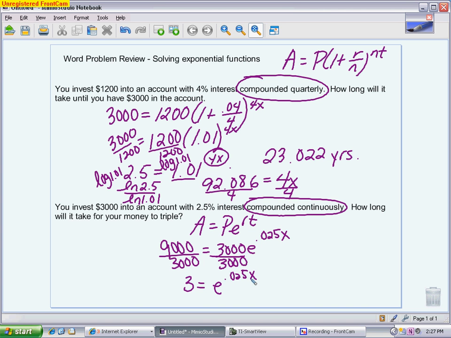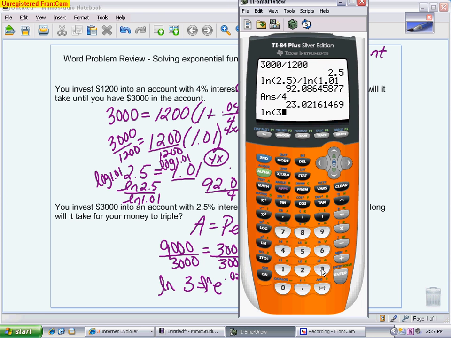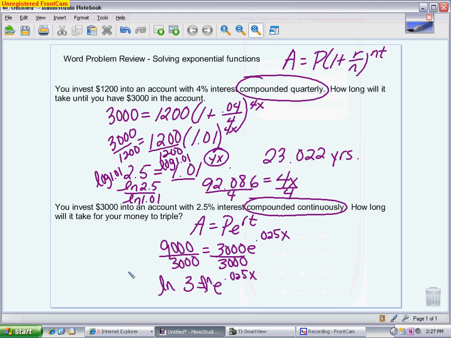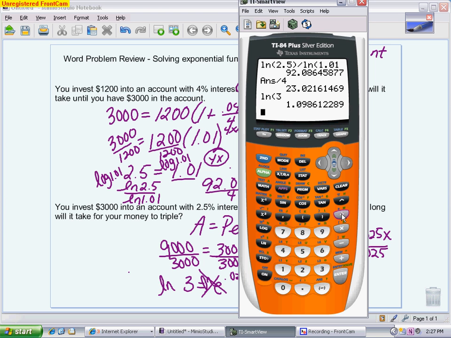Next, I want to take log on both sides. This time I'll be taking the natural log of both sides because I'm working with base e. The great thing about working with natural logs is you don't have to do a change of base. It's already something that you can figure out just by using your calculator. The natural log of 3, go to our calculator, is 1.099. That will equal, on the right side, the natural log and e will cancel. We get 0.025x. Divide both sides by 0.025, and again, you already have it on your calculator screen, so you can just right away hit divided by 0.025. We get 43.944 years.